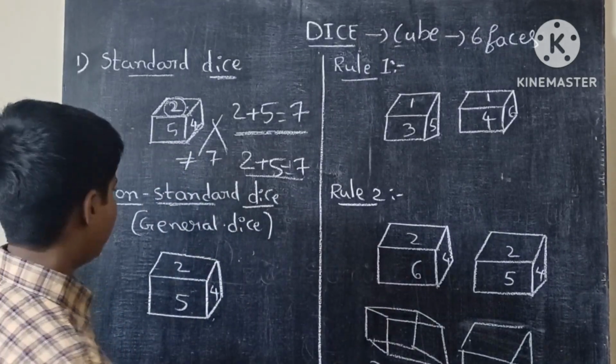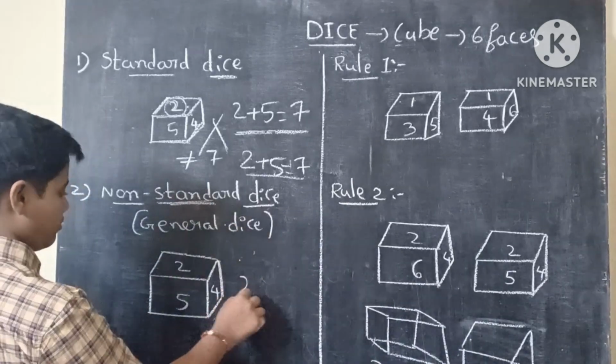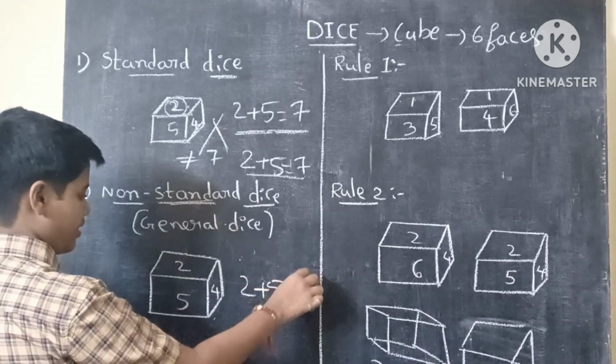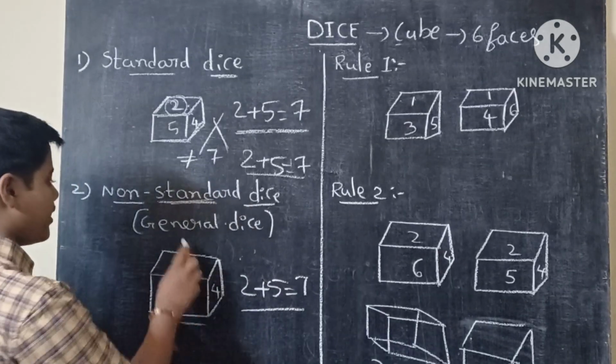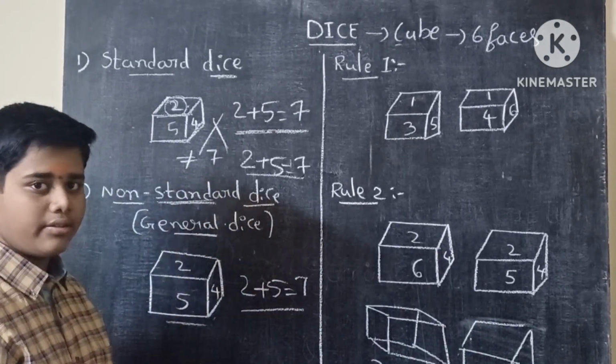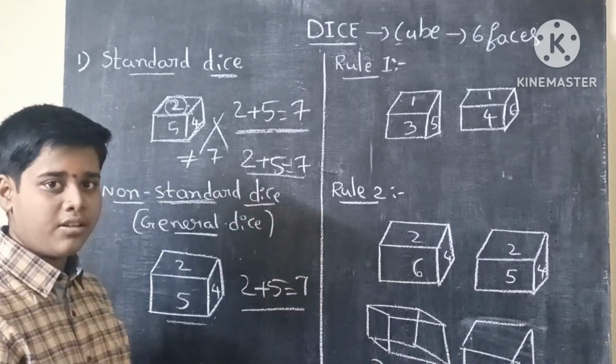And if you see a non-standard dice, here 2 and 5, 2 plus 5 is equal to 7. So this is a non-standard dice. This is also known as a general dice. So these are the 2 types of dice: standard dice and non-standard dice.